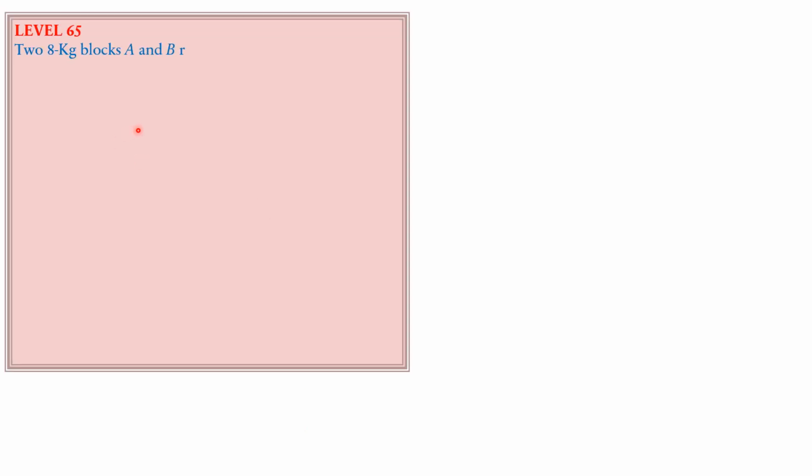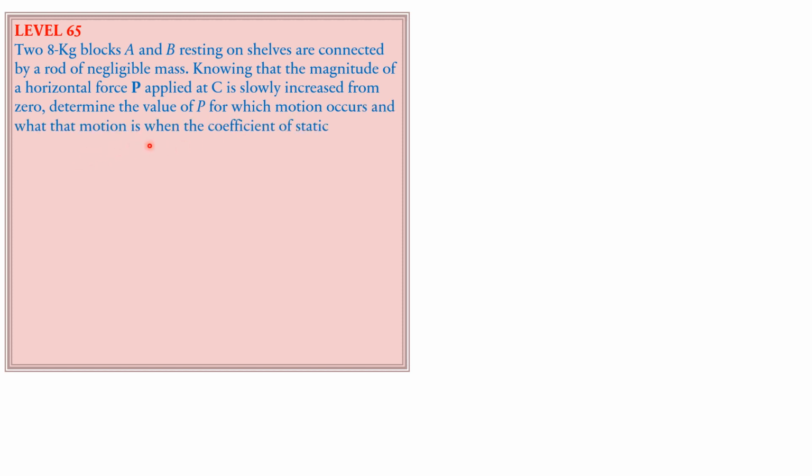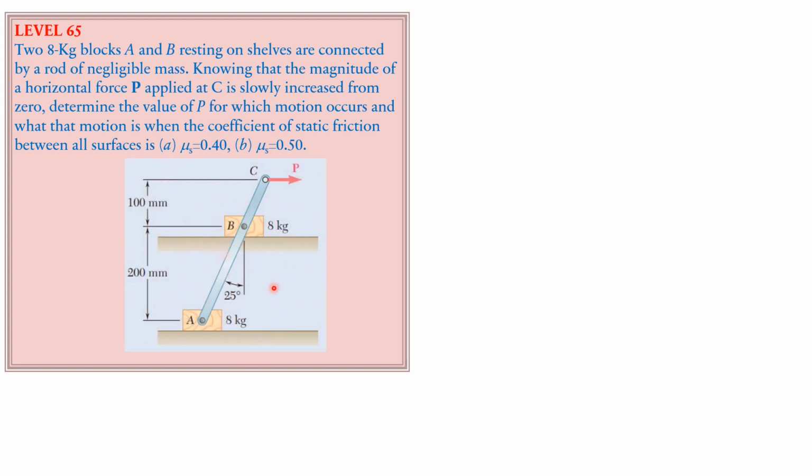Level 65, two 8 kilogram blocks A and B resting on shelves are connected by a rod of negligible mass. Knowing that the magnitude of horizontal force P applied at C is slowly increased from 0, determine the value of P for which motion occurs and what that motion is when the coefficient of static friction between all surfaces is mu sub s equals 0.4, then part B, mu sub s equals 0.5. So here is the given figure.